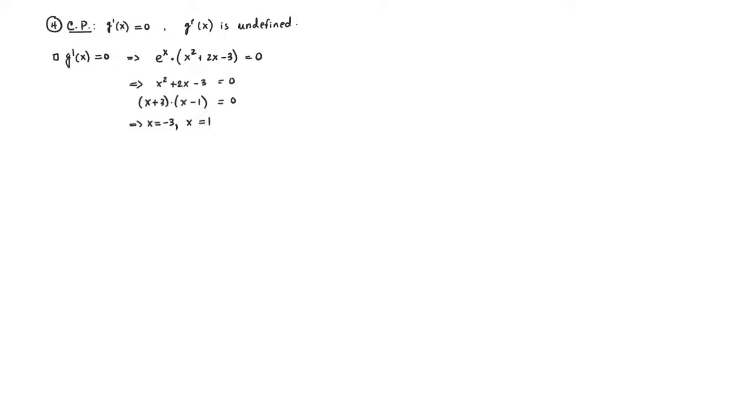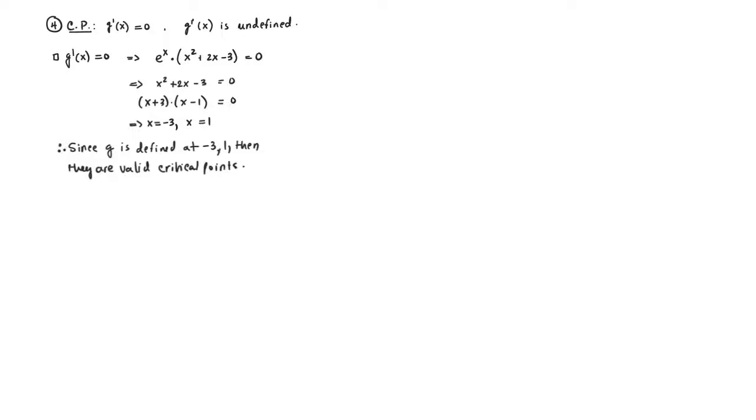So I am going to say that since g is defined at negative 3 and 1, then they are valid critical points. So in order to determine whether they're going to be local maximum or local minimum, I'm going to go ahead and do the first derivative test.